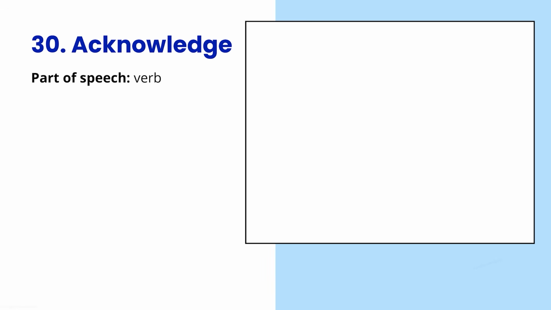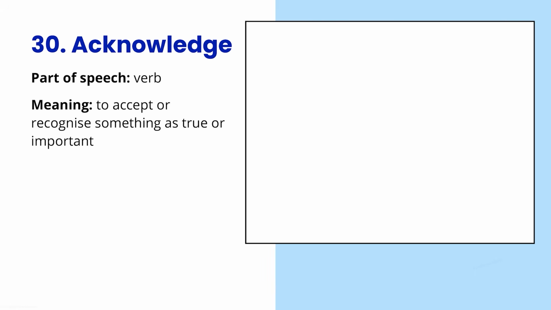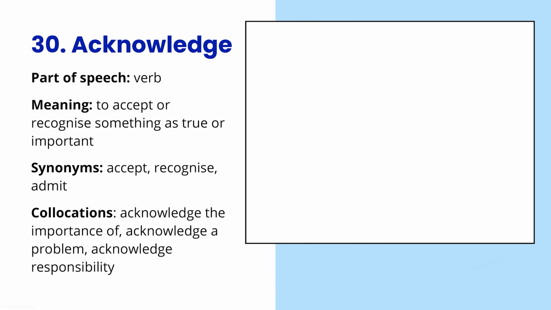Acknowledge is a verb, and it means to accept or to recognize something as true or important. Synonyms: accept, recognize, admit. Collocations: acknowledge the importance of. So this means you recognize, you can see the importance of something. Acknowledge a problem. Same thing, you can see that there is a problem. Acknowledge responsibility. This means you accept responsibility.